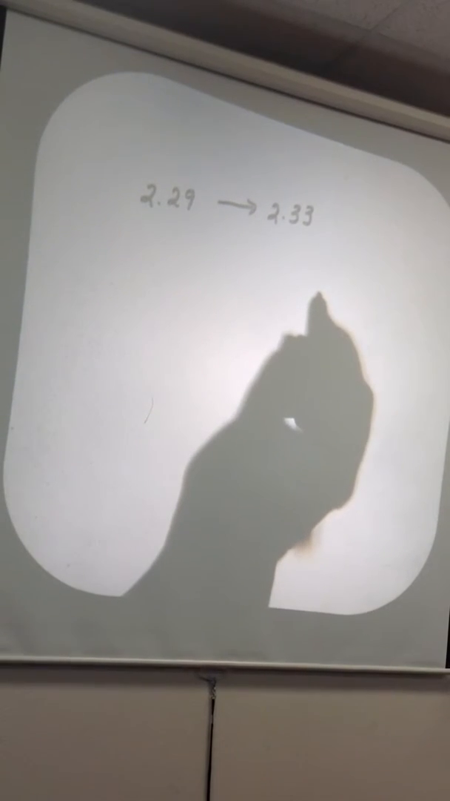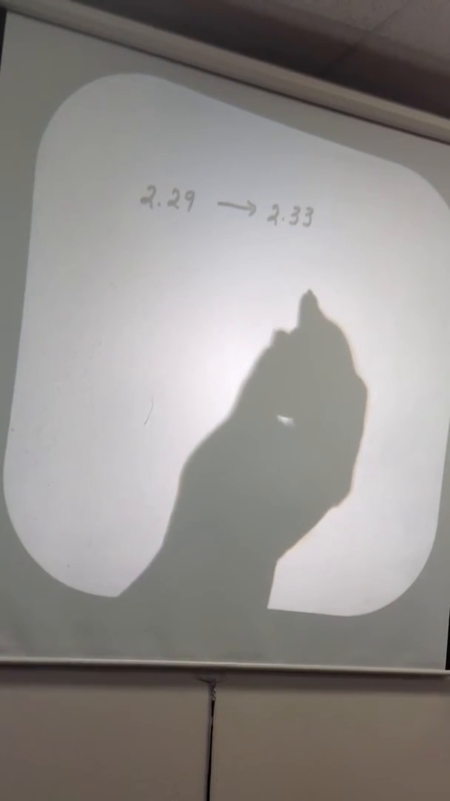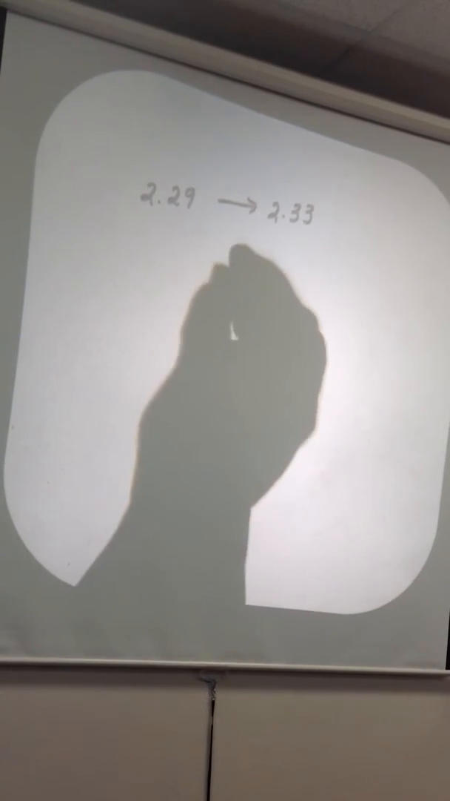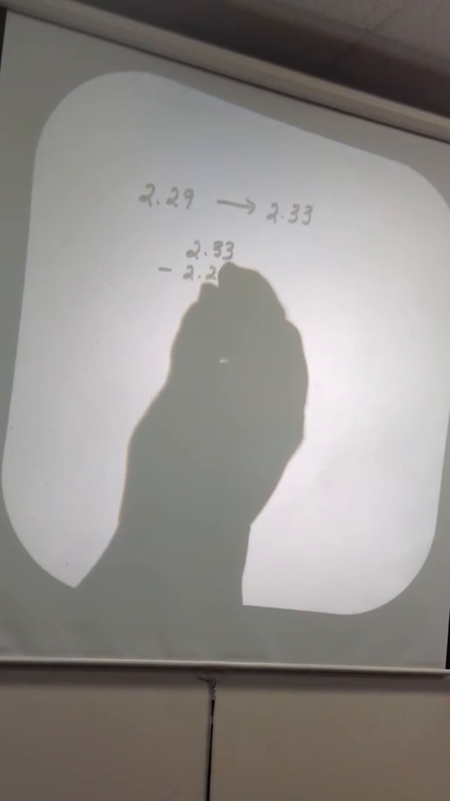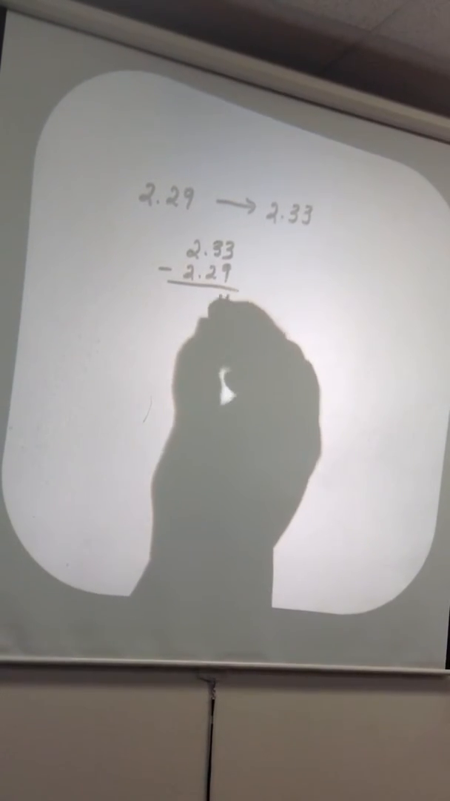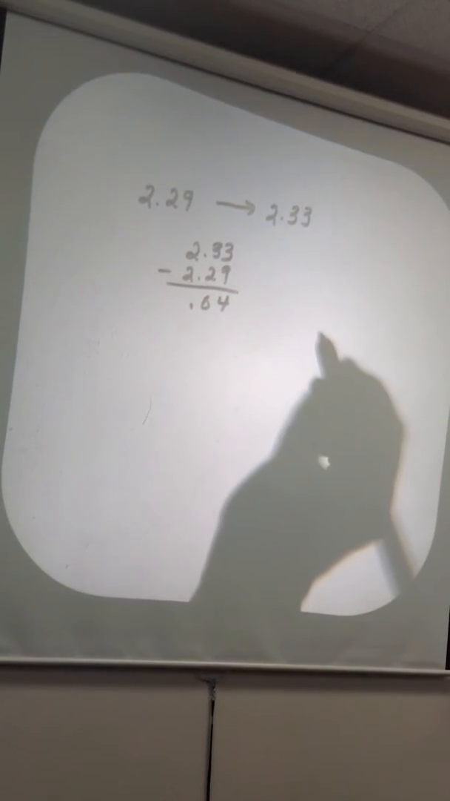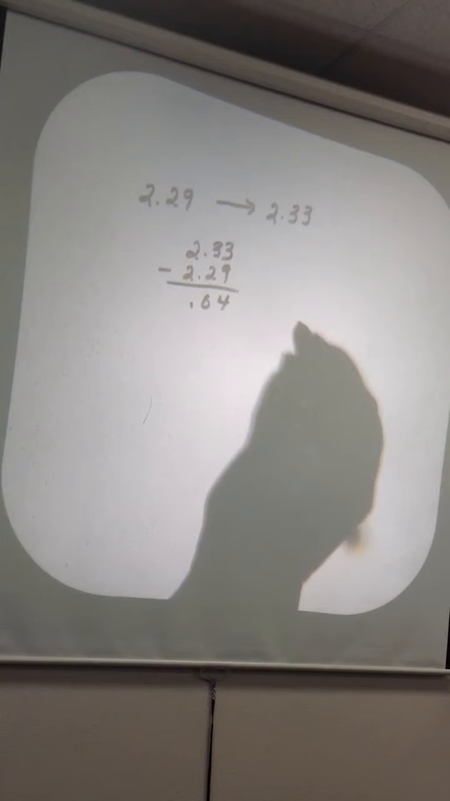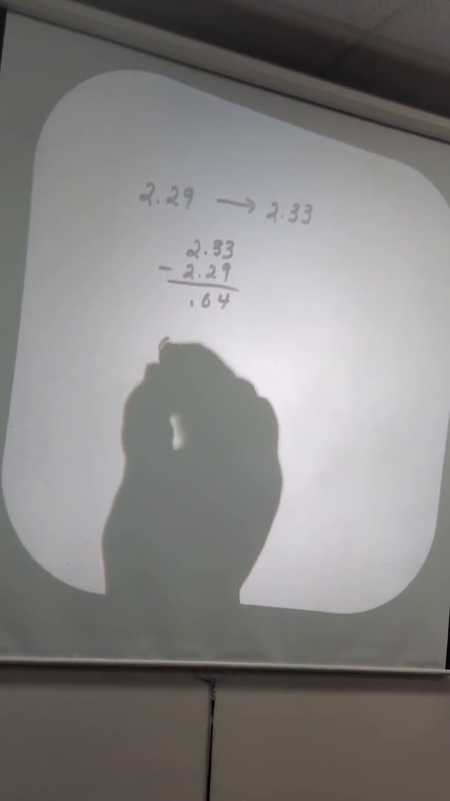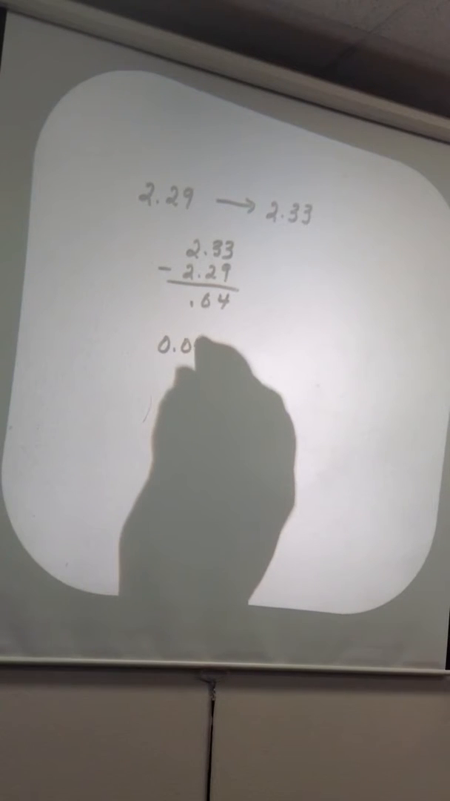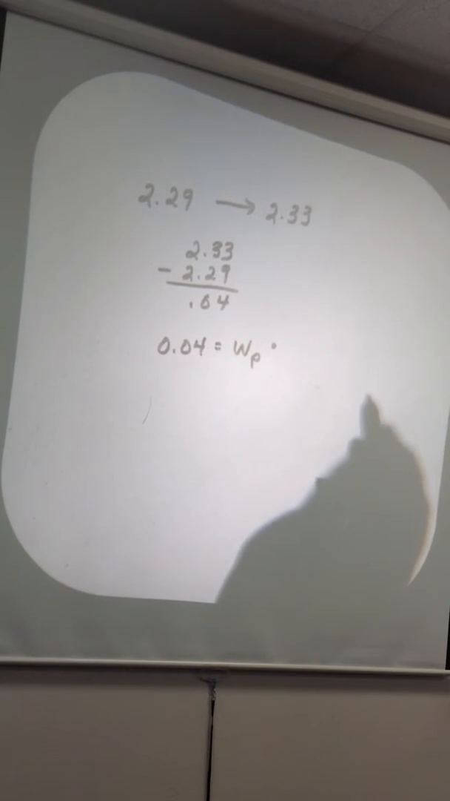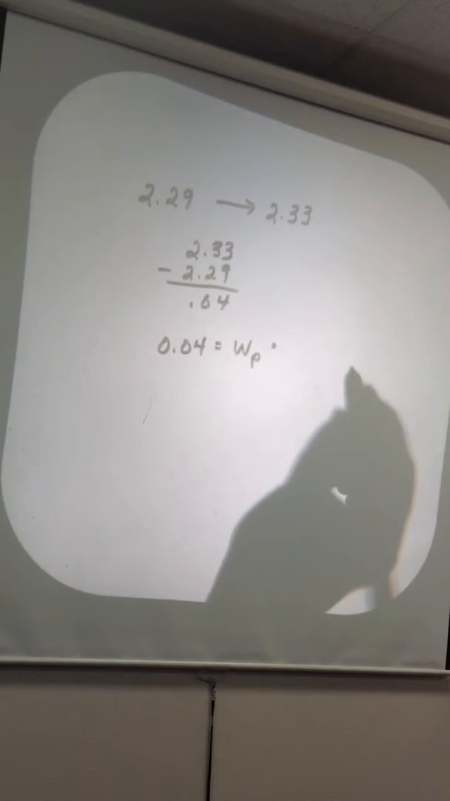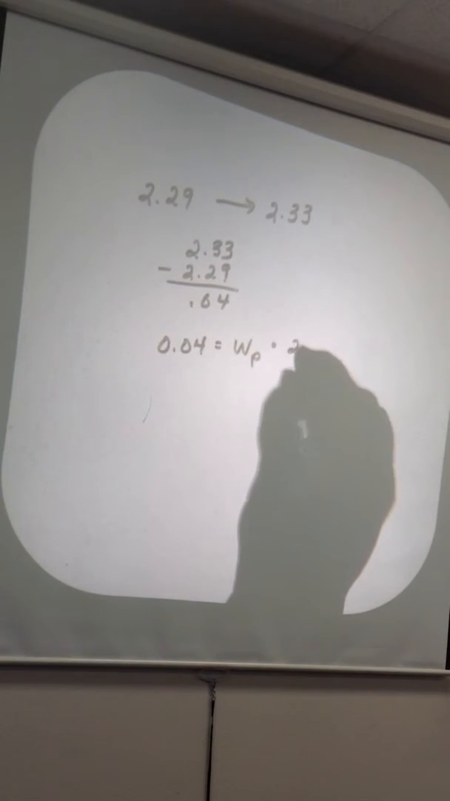Now, the way we have to do this is we have to know how much was the increase. How can we find out how much the increase was, Ellen? Subtract 2.29 from 2.33. Okay, so we take 2.33 minus 2.29, and it looks like it's 4 cents, right? All right, now 4 cents is the amount it increased. So 0.04 equals what percent of, and we want to know the original amount. The increase goes from the original amount, so we would go 2.29.